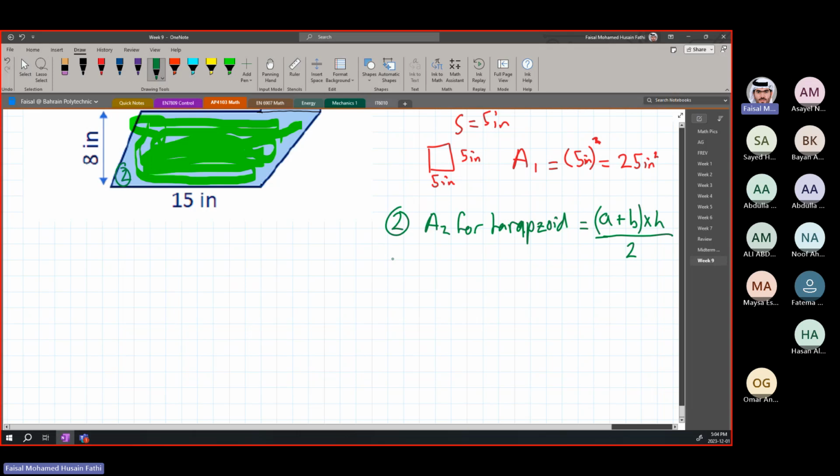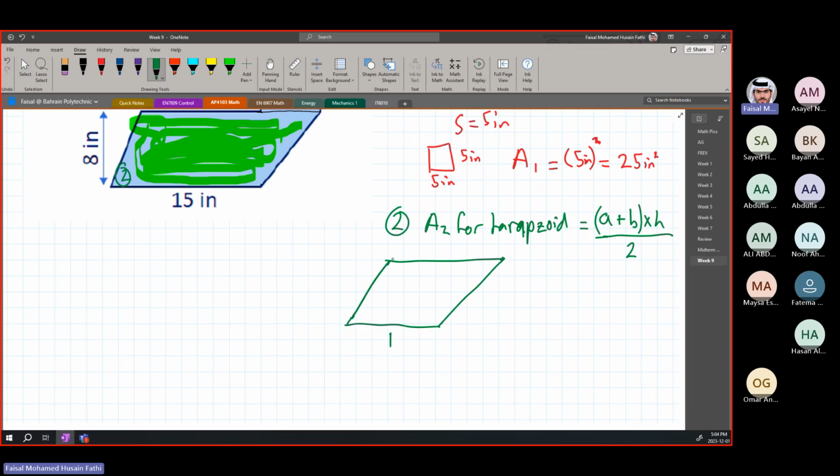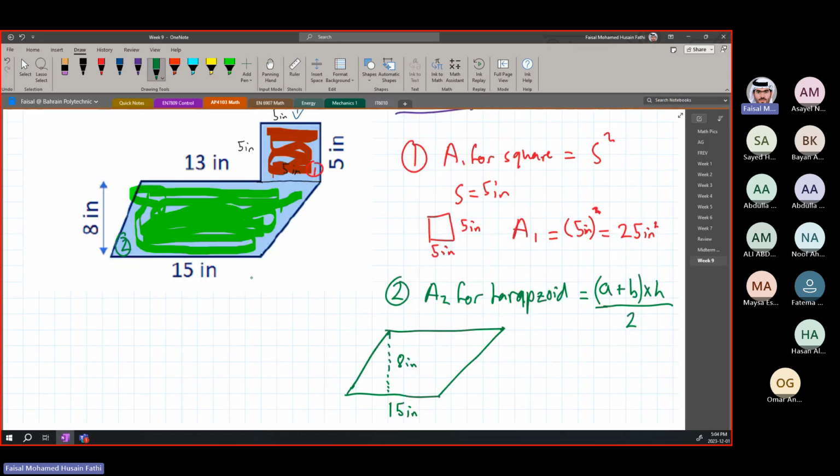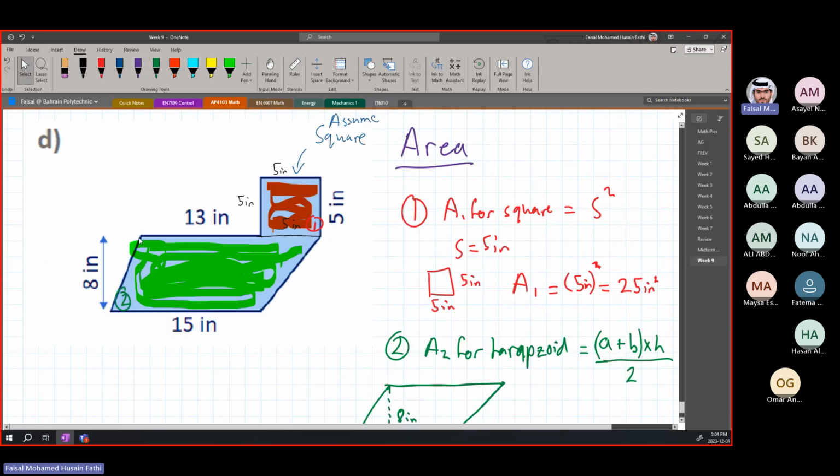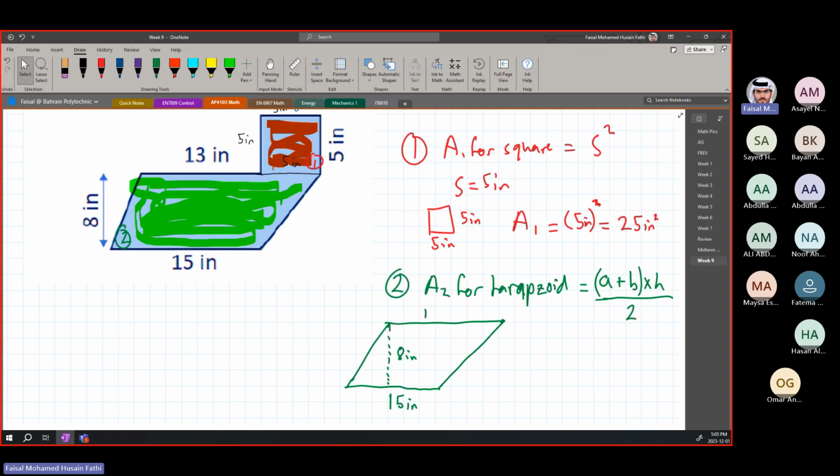So if we draw just the trapezium, something like this. So this is 15 inches. We know that much. We know that the perpendicular height is 8 inches, because that's given over here. But this top base is 13 plus 5. This is 13 plus 5, because it's the full thing from this point over here all the way to this point over here. So it's going to be equal to 18 inches.